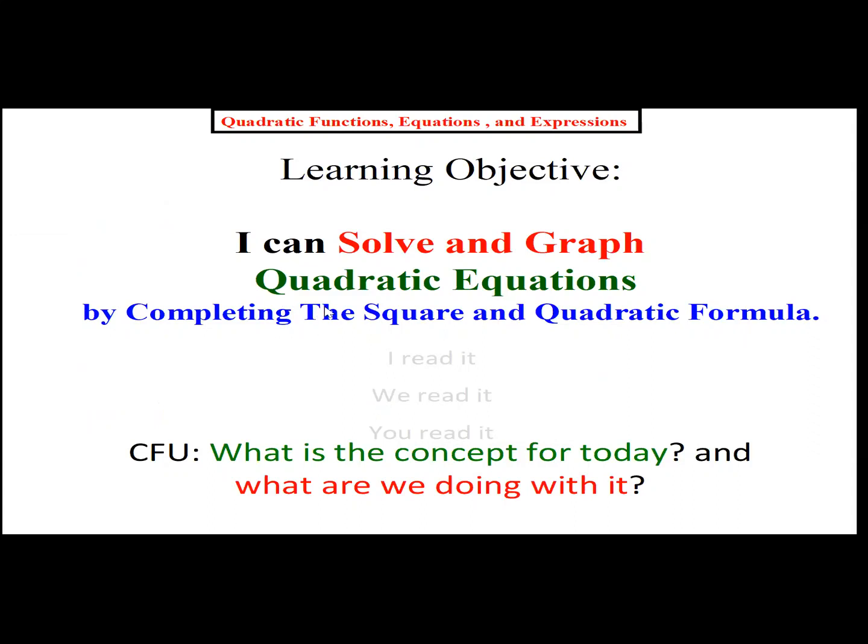Now, what is the main concept for today again? It's in green, yes, quadratic equations. We're coming back to them again. And we're gonna do what? Solve and graph. I'm gonna show you the graph portion again, but we already did this in first semester, so we don't need to do it again. I just need to show you what it looks like. Today we're gonna be solving two different ways, which is by completing the square and quadratic formula. All right?